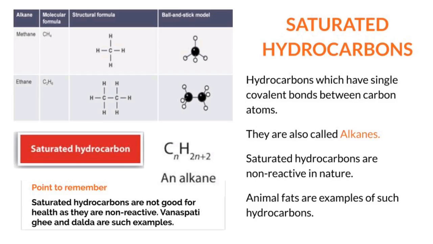Here there are two examples shown in the slide, that is methane and ethane, where one single carbon atom is forming covalent bonds with 4 hydrogen atoms, thereby completing the octet. In case of ethane, 2 carbon atoms are forming covalent bonds with hydrogen atoms as well as among themselves, completing the octet rule. Saturated hydrocarbons can be formulated with the formula shown in the slide, which is CnH2n+2, where n represents the number of atoms.